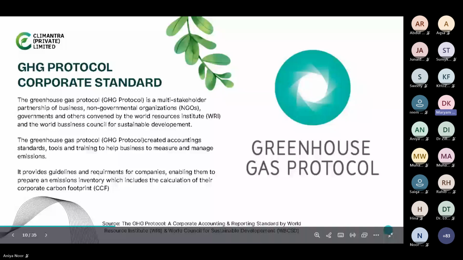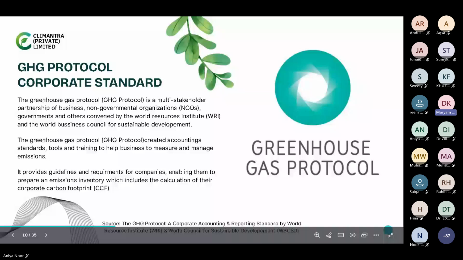Okay. GHG Protocol Corporate Standard. As we all know, this is basically a multi-stakeholder partnership of businesses and non-government organizations, developed by the WRI and WBCSD, which is the World Business Council for Sustainable Development. These are not binding. These are basically standards for industries that, if they want to calculate their GHG emissions, they can use this framework, but they are not legally bound to report on that.